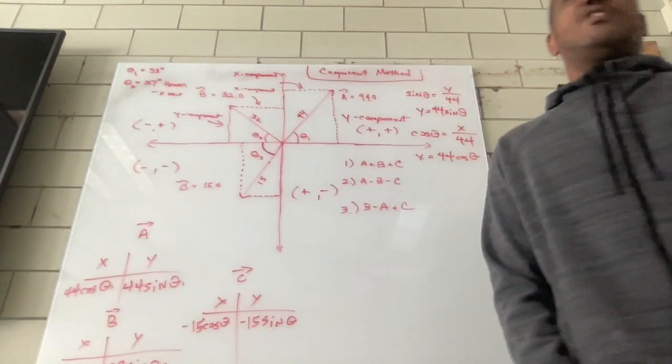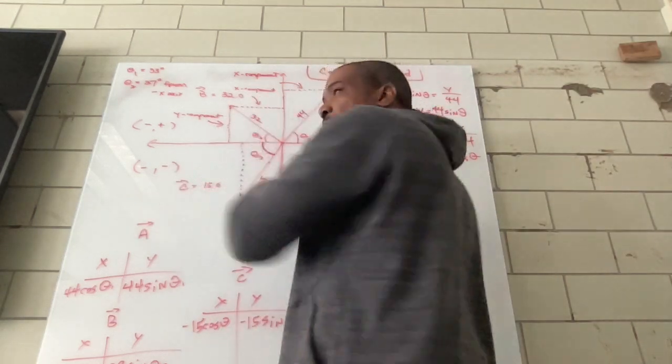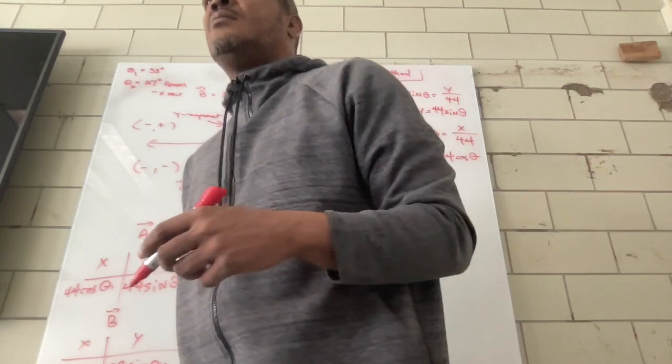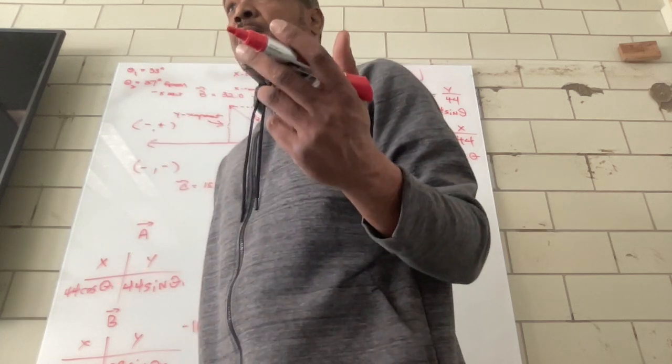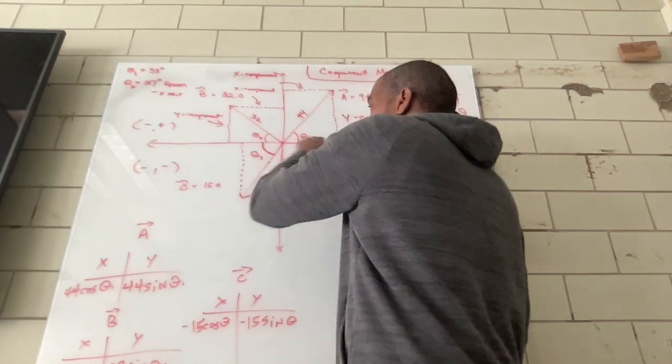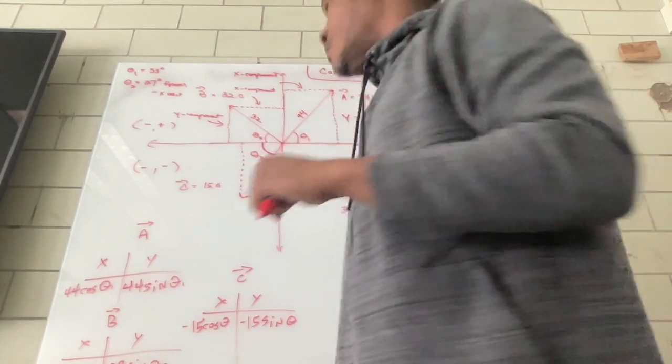So if it's 27 degrees from the negative x-axis, then that means what? From the positive x-axis is what? 180 minus 27. Y'all following what I'm saying? This is 180, right? A straight line is 180 degrees. All right?